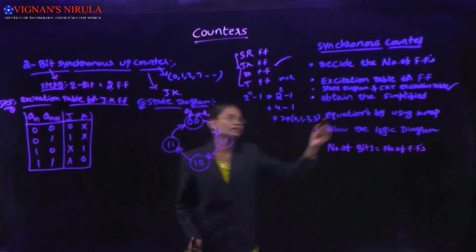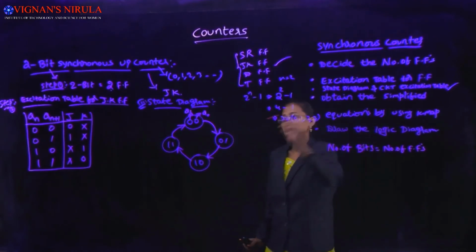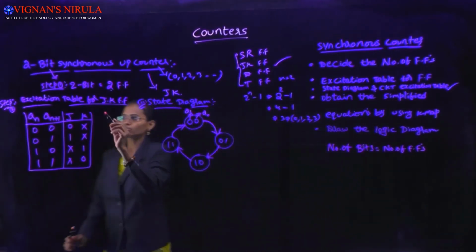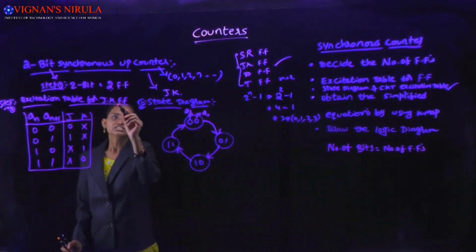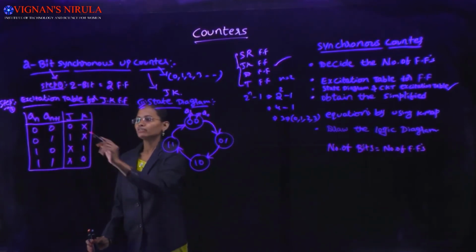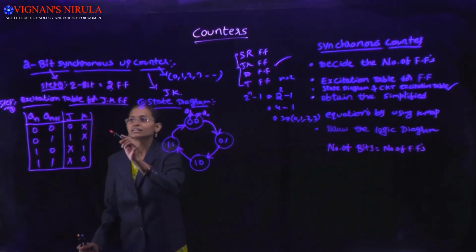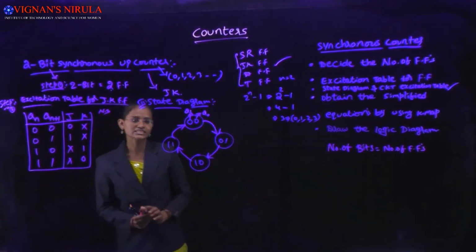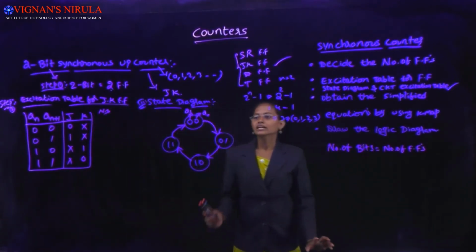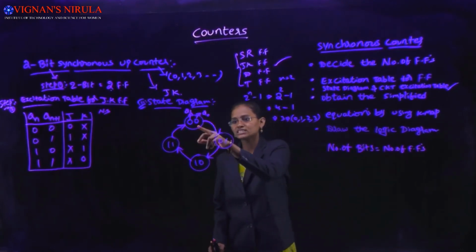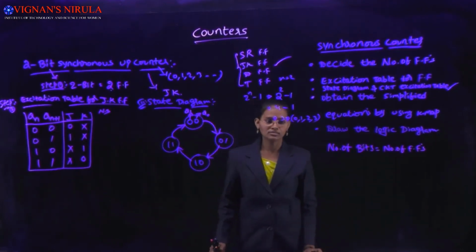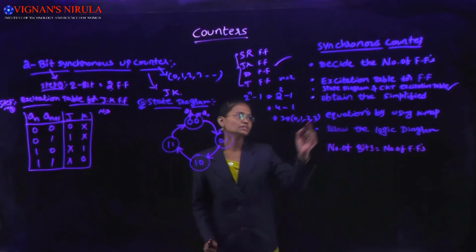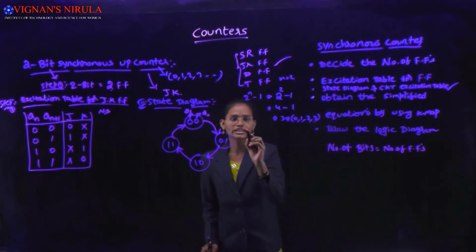And next we can use the excitation table for that one. Okay, here we are considering the excitation table for JK flip-flop. Here we are using the J and K. The next state is the next state table, that is here the 0 0, the next state is 0 1. And third step is circuit excitation table.